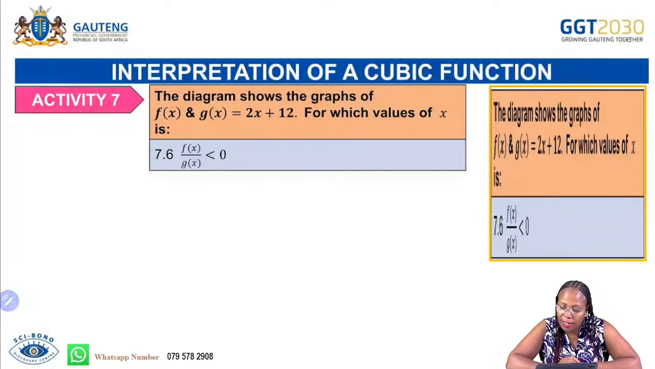We are almost there. And then now we are having 7.6, where now the graph f over g is less than 0. It means now when you divide the two, they must give you a negative solution. And then now when will these two graphs give you a negative? It's when one of it is negative and the other positive.